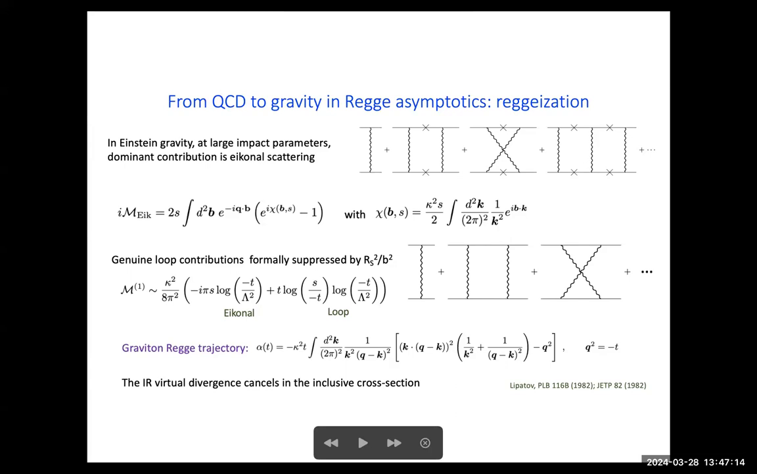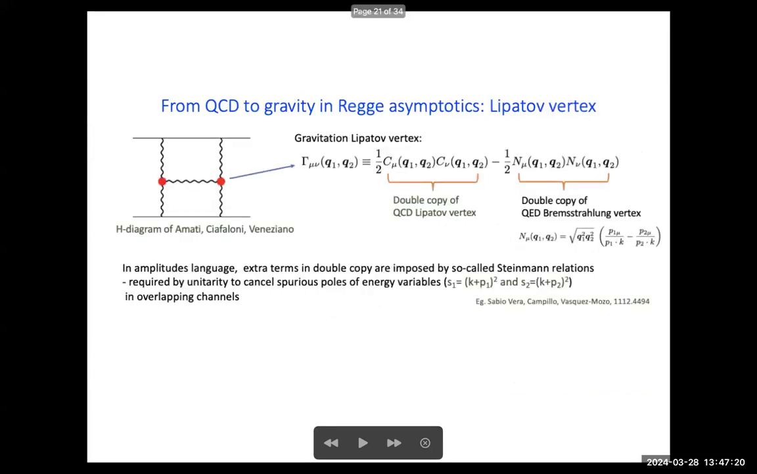So this was computed by Lipatov 40 years ago. Okay. And somehow this work has not received the attention that it deserves. And so what you find is something really remarkable, which is when you compute all these values, if you sum all the possible real contributions, all the possible work, you sum them to all orders, you find that it's also described by an effective vertex, which is the gravitational Lipatov vertex.